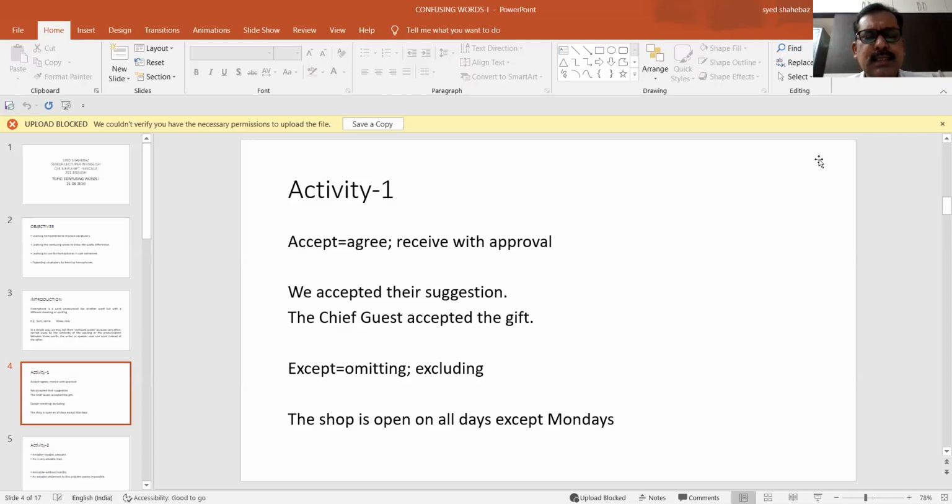Next word is except. Spelling is E-X-C-E-P-T, except. Except means omitting, excluding. The shop is open on all days except Mondays. So except means excluding that day, barring that day. There is a lot of similarity between these two words, accept and except. The students have to know the spelling of these two words, the meanings of these two words, and the usage of these two words.